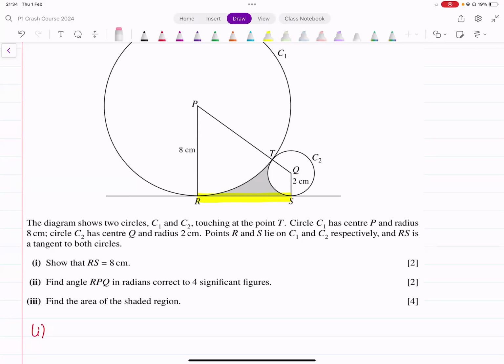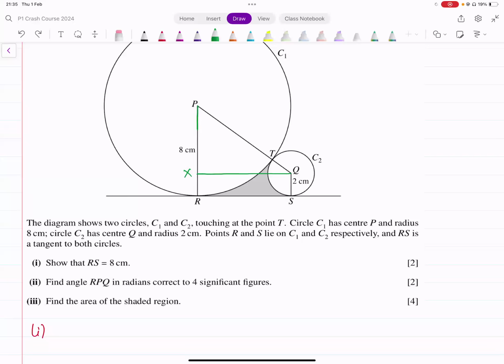Another idea is we draw a line from PR to Q like this that is parallel to RS, right? This horizontal line. Whatever the length of RS, the length of this horizontal line that we have drawn ourselves is going to be the same. This is Q. Let's call this point X. XQ is going to be the same as RS. If we can find XQ somehow, that will be the same as RS.